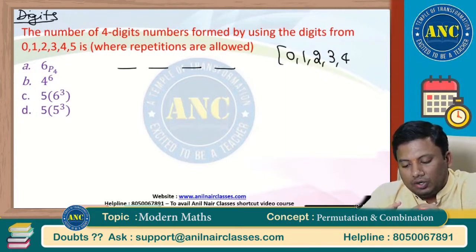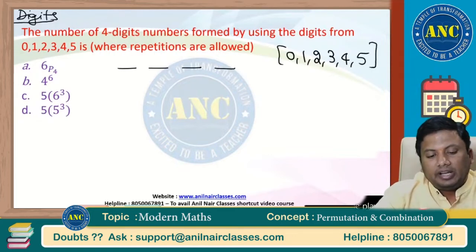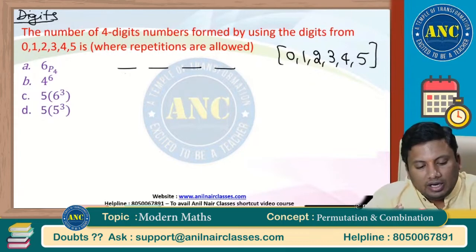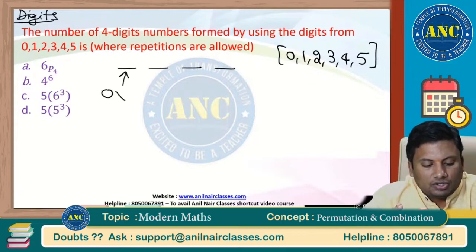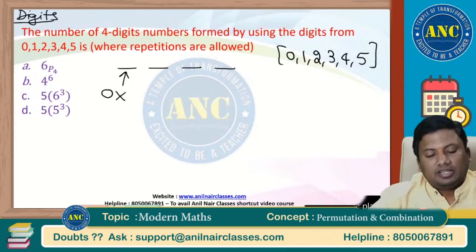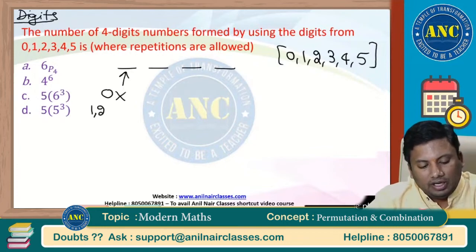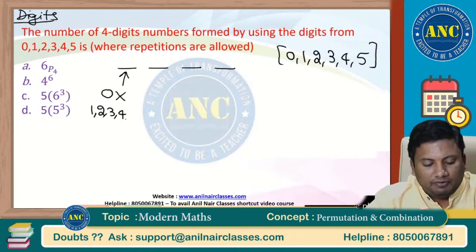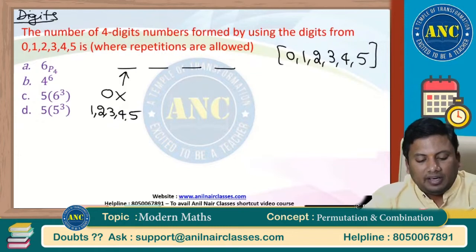0, 1, 2, 3, 4, 5. Total 6 digits are there. Repetitions are allowed. So 0 cannot come because it's a 4-digit number. So here 1, 2, 3, 4, 5, any 5 will come.